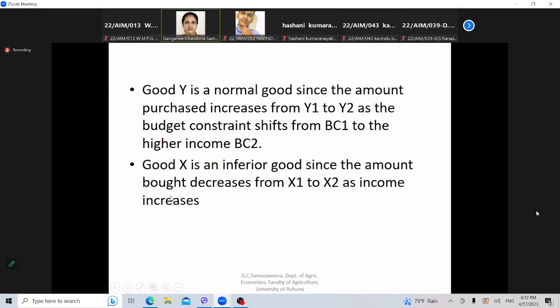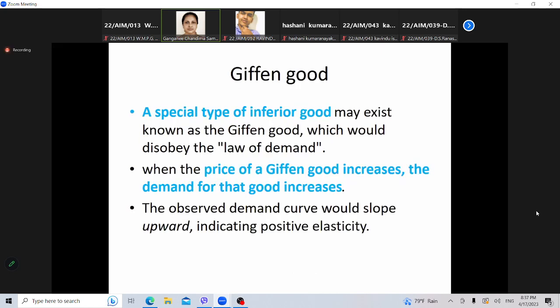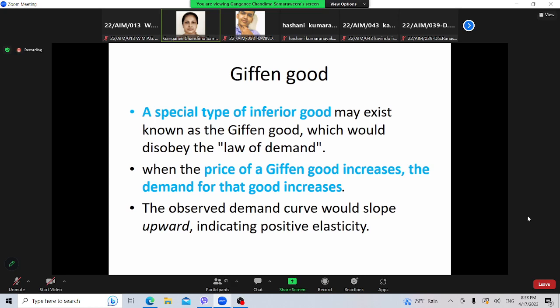Now I hope others also understood. If not, please ask these students who gave the correct answer. Now we will see the Giffen good. That is also a special type of inferior good that goes against or disobeys the law of demand. When the price of a Giffen good increases, the demand for that good also increases. We observe the demand curve would slope upward, indicating positive elasticity. Elasticity I will teach you in the next sessions, then you will understand.